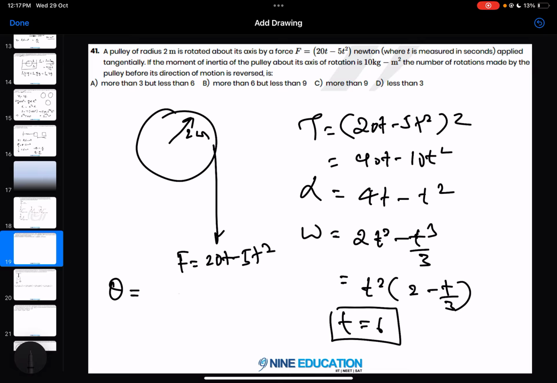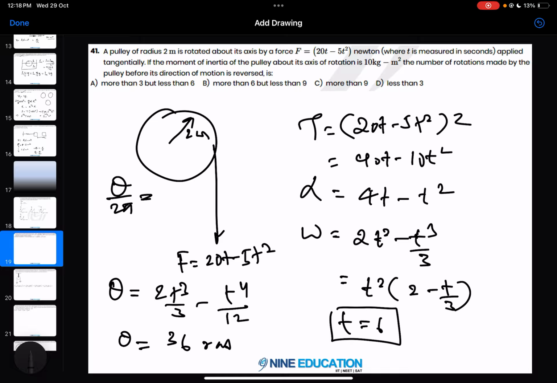So theta is going to be, integrate this, t square integration will be t cube by 3, so t cube by 3 minus t power 4 by 12. Substituting t equal to 6, we're going to get 36. Now this angular displacement is in radians. We need the number of rotations. So number of rotations will be theta by 2 pi.